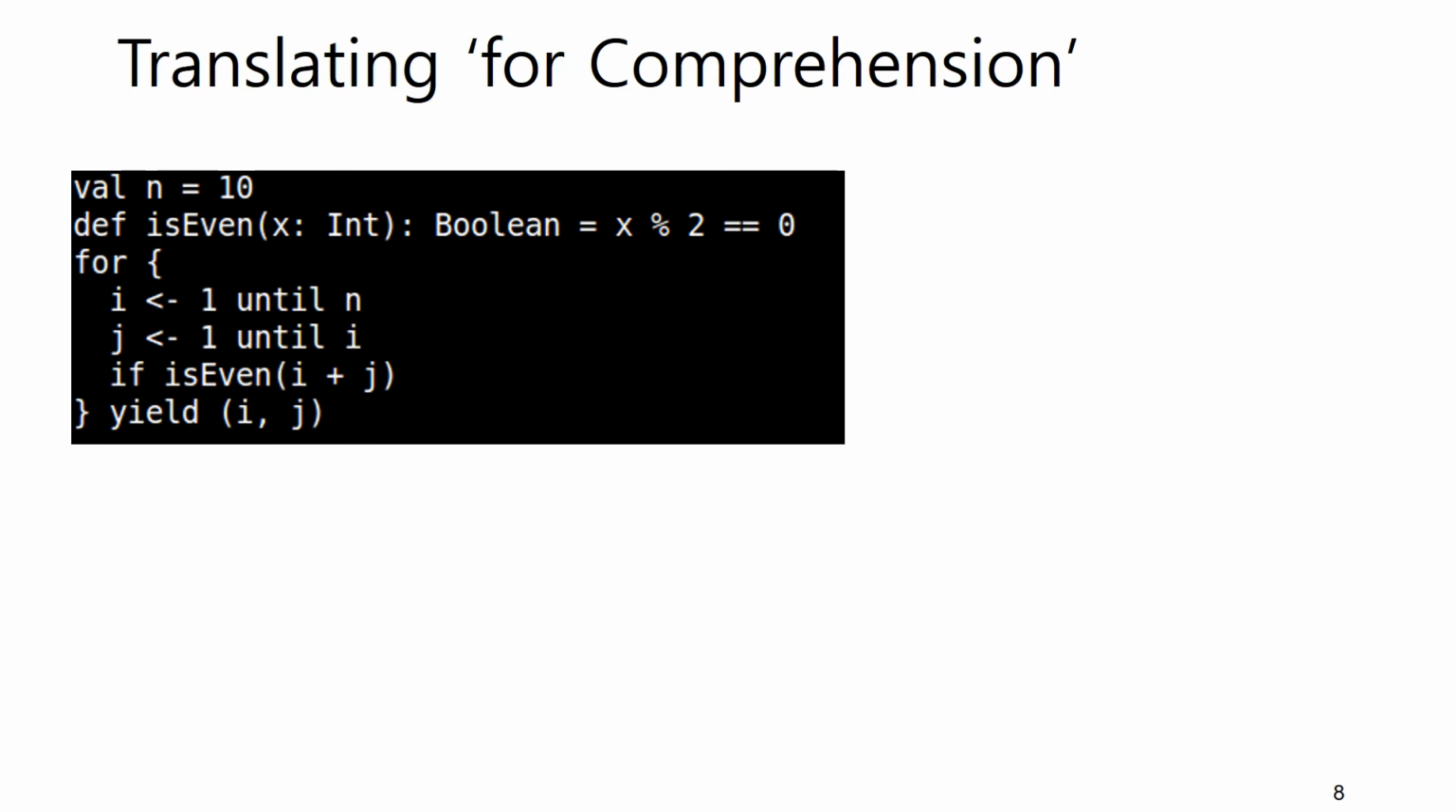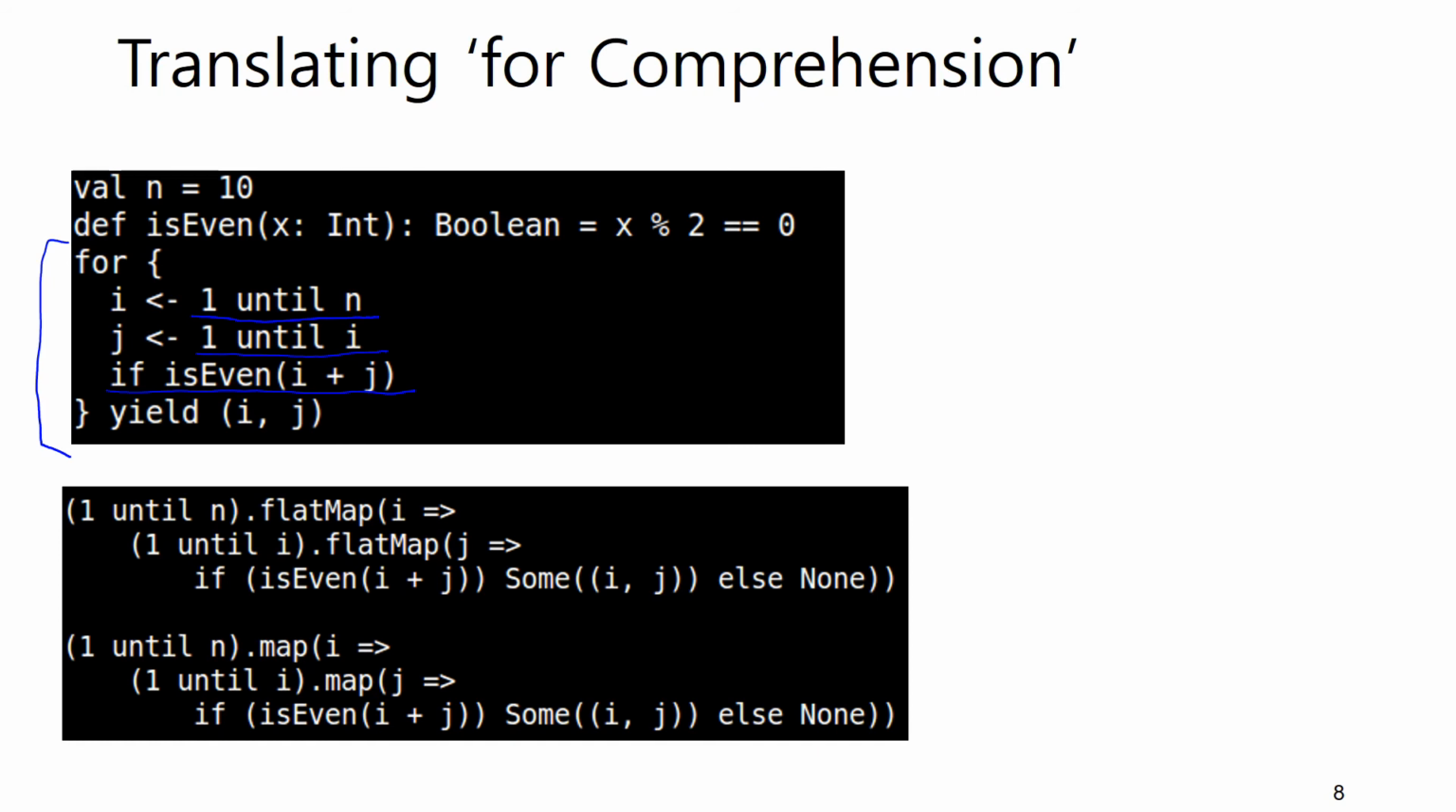Here's an example of translating for comprehension. In this for comprehension, we have the first generator and the second generator, and we have a filter here. Internally, Scala translates this for comprehension into this expression, which calls flatMap twice. And these flatMaps correspond to these generators. We also see that this yield is translated using this Option type.